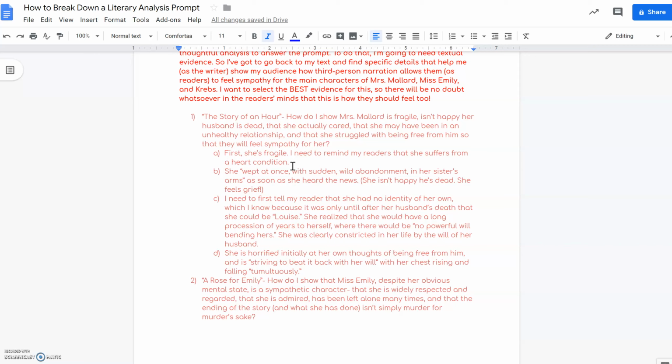She's also initially horrified at the thoughts of her being free from him. We see that. Her chest is rising and falling tumultuously, and she is physically striving to beat those feelings back with her will, and she's powerless to do so. She's not happy that he's dead, and it doesn't initially strike her as some, oh yeah, I'm free from this. She's horrified by those thoughts. With her chest rising and falling tumultuously, she's striving to beat it back physically, with her hands, and she's uncomfortable with those feelings.